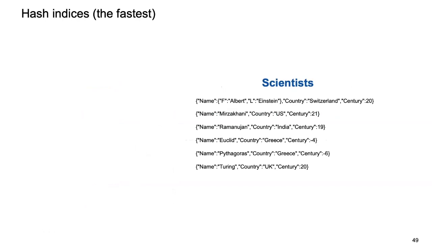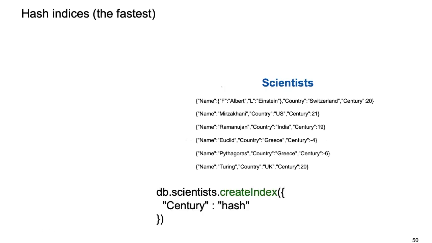So I'd start with hash indices, which are the fastest. A hash index computes the hash of every value and puts it in a hash table, right? I assume many of you know hash tables as computer scientists. So you can just say create index on the column century as a hash, and that will make queries on century very fast, the lookups on century.